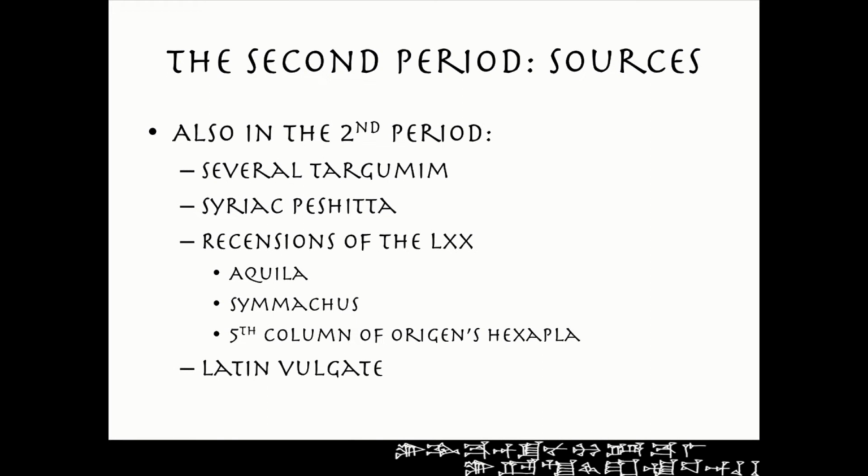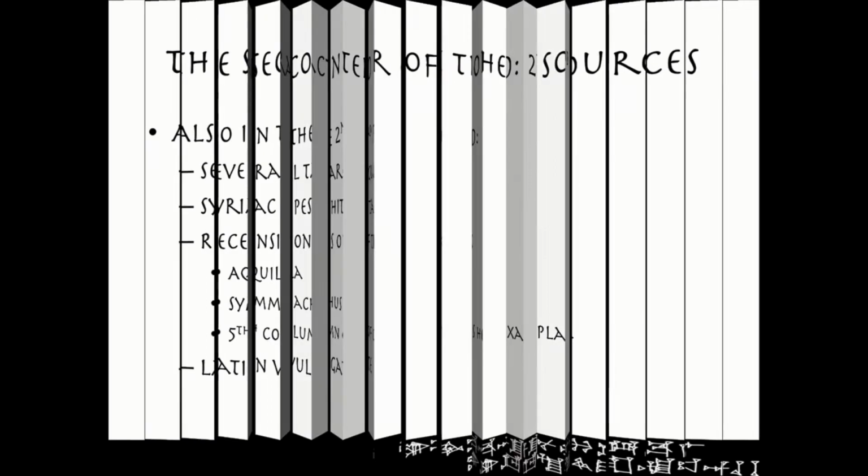Other sources from the second period of transmission, we have several Targumim, we have the Syriac Peshitta, various recensions of the Septuagint, so Aquila, Symmachus, the fifth column of Origen's Hexapla, and also the Latin Vulgate.